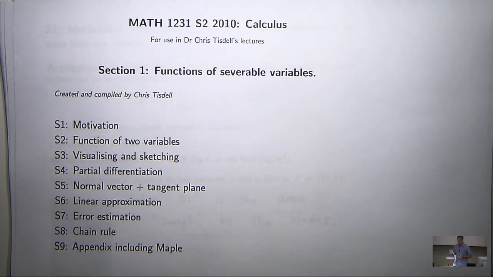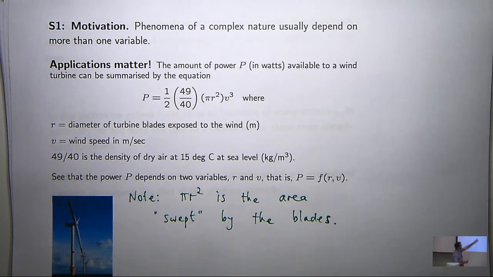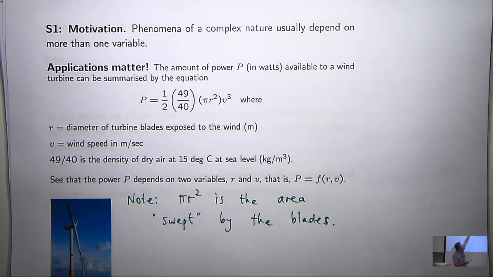Okay, so let's motivate this study. Our world is a very complex place, and when we try to model complicated phenomena, what we tend to do is understand and realise that complicated things depend on many variables. Okay? You can look at the following example.